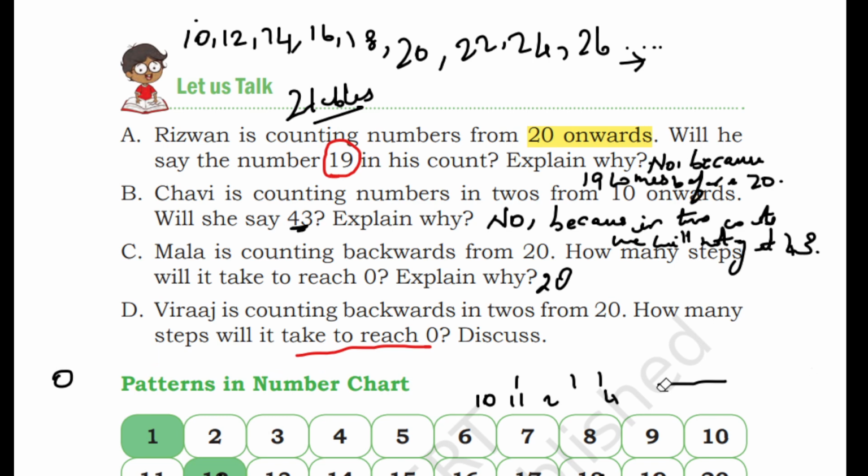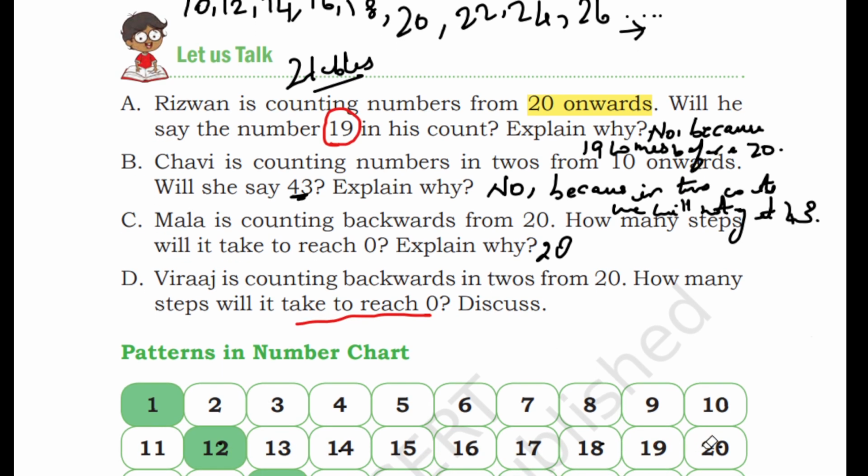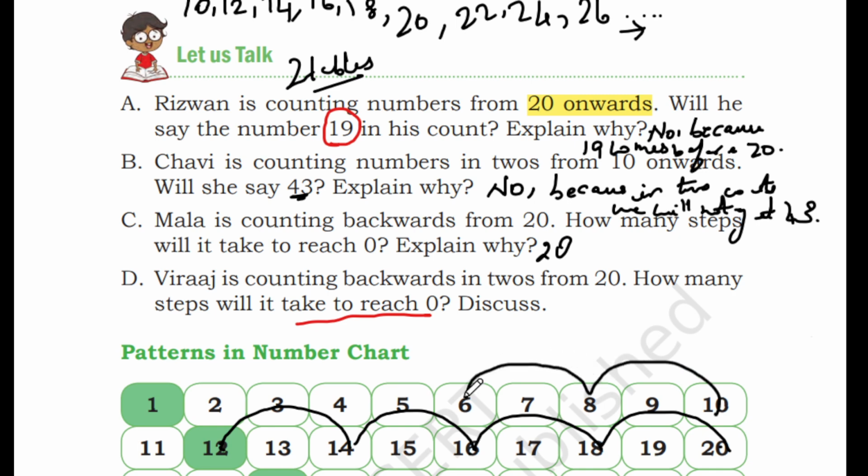Okay, I'll erase all these. Okay, and we will do from this. All right. So from 20, 2 jump means where will he reach? He will reach directly 18. So 18 to 16, 16 to 14, 14 to 12. Then 12 to 10, 10 to 8, 8 to 6, 6 to 4, 4 to 2. Then from 2 to 0.